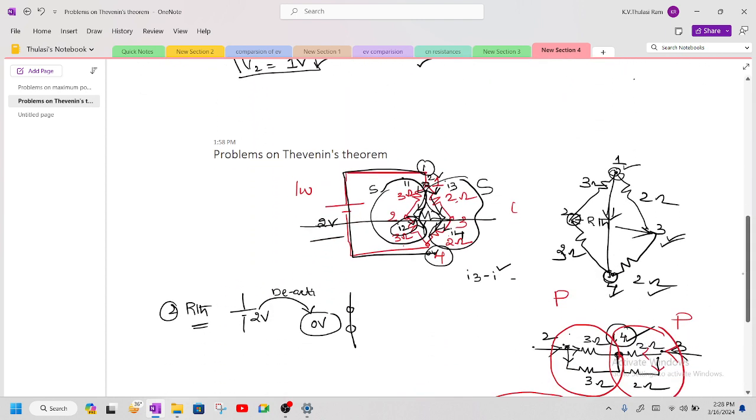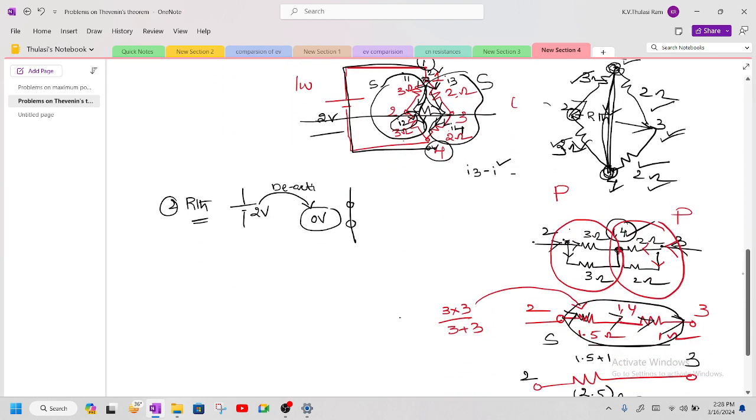And coming to here, how to find this value? Already I told, we are short circuiting between 1 and 4. We short circuited this branch, and here we have 3 ohms, and here 3 ohms, and 2 ohms here and 2 ohms here. I am short circuiting between 1 and 4, and you can see here the current enters and is going to divide.